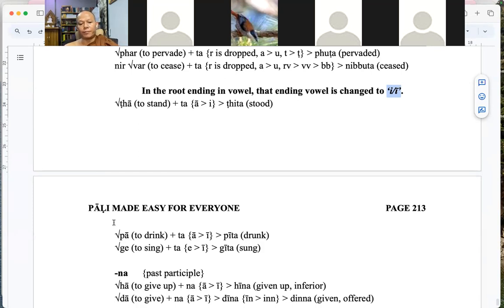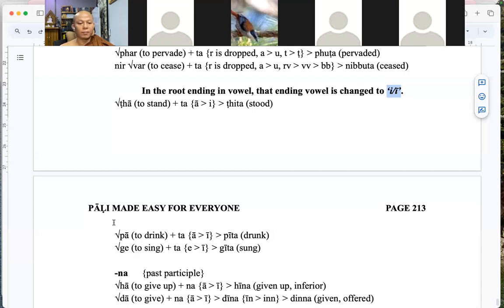And root gē is also with the long ē as well. So there is no principle, but we know the principle for root hā or root pā: one is a short e and one is a long ē. Yeah, I got it, Bante.